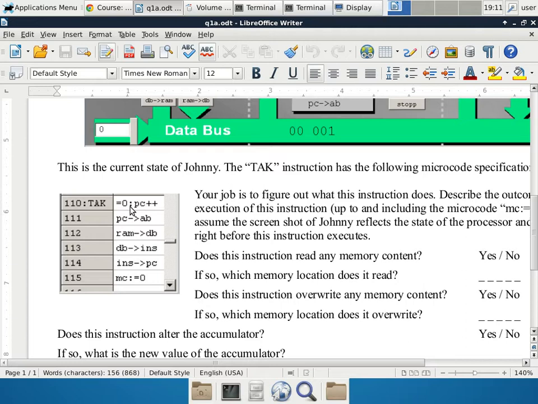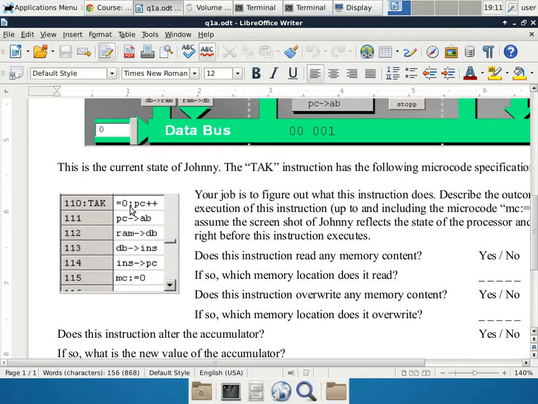In 114, I put INS to PC, which doesn't seem to be necessary. But it is necessary if I did increment the program counter, because in that case, the program counter would have changed to whatever the low portion is for the next word. And then I reset MC to 0, the microcode counter is reset to 0.